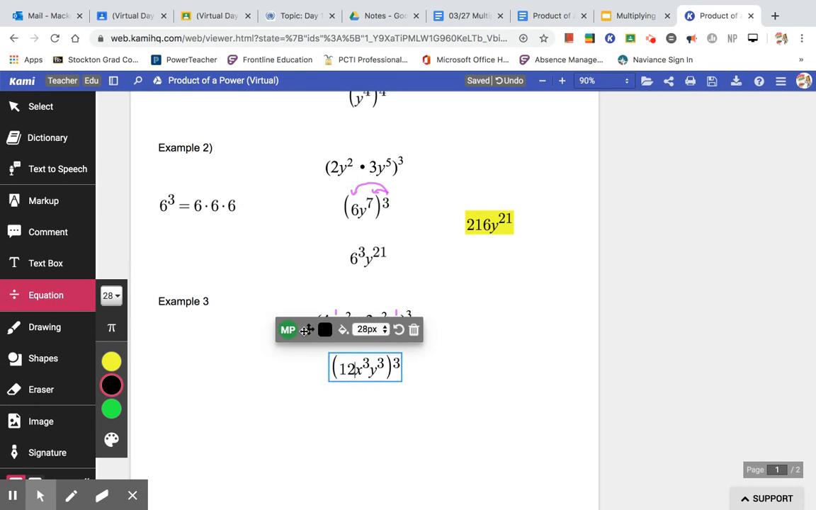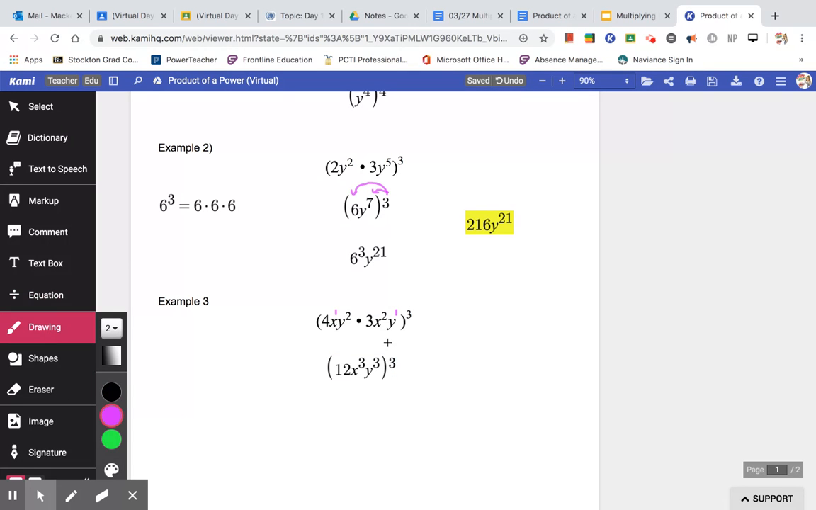So again, this is not done here, because we actually have power to power as well, because there's this 3 on the outside, so now we have to distribute this 3 in. So again, this is why there's 2 steps to all of these problems. So we're distributing the exponent of 3 to the 12, the exponent of 3 to this 3, and the exponent of 3 to this 3.